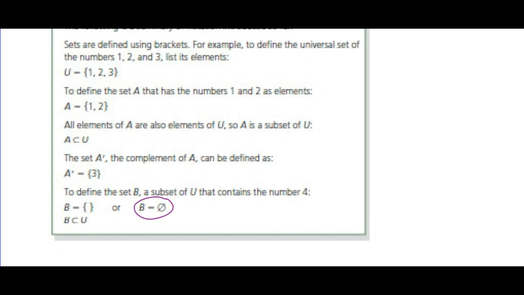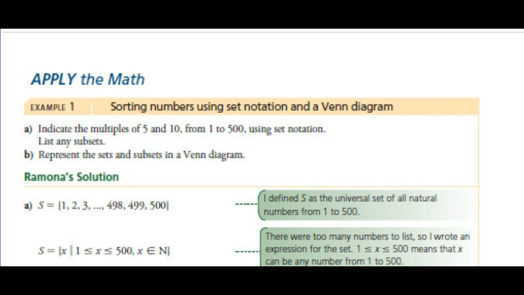That's more likely the notation you're going to see. But in the book you might see this notation. And if we're saying it's a subset of U, then we're saying B is a subset of U. So it's a subset of U, but it's the empty set. So the empty set is a subset of every set. Every set contains the empty set as a subset of itself.